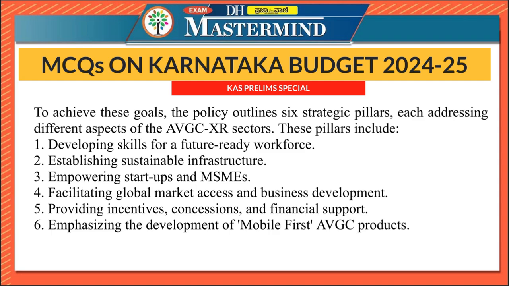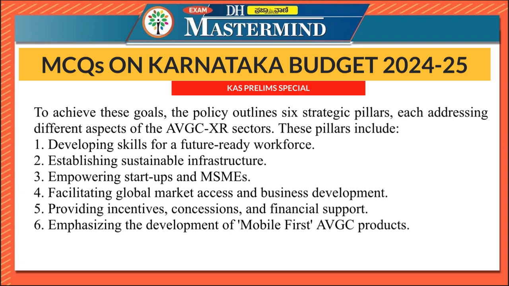And to achieve the goals, the policy outlines six strategic pillars, each addressing different aspects of the AVGC XR sectors. These pillars include developing skills for a future ready workforce, establishing sustainable infrastructure for the industry in the state, and empowering startups and MSMEs. We know that Bengaluru is called the startup capital of the world. So if we don't empower startups and MSMEs with a particular policy dedicated to AVGC XR, then the policy will be of no use. That is why the policy intends to empower startups and MSMEs, and also facilitate global market access and business development. Obviously, this has to happen.